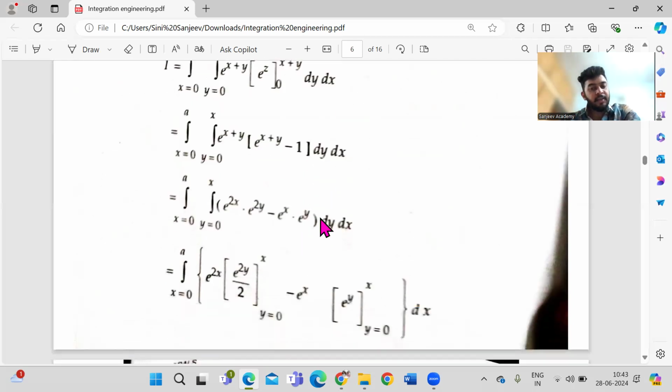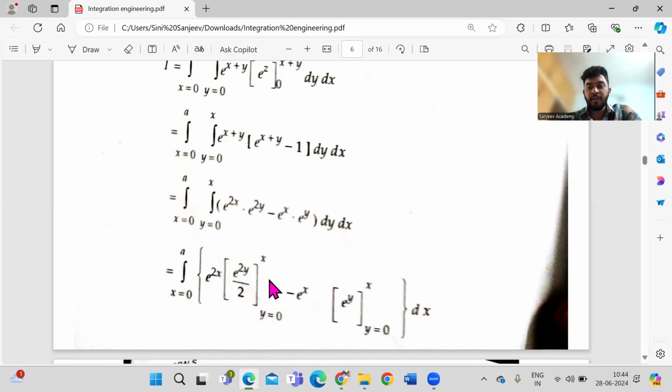Next thing is to integrate with respect to dy. So e^(2x) is a constant, and what is the integral of e^(2y)? e^(2y) by 2. What normally happens is that since we do differentiation and integration in engineering, out of sudden tension or panic, this is very important, because I've seen students do differentiation in their engineering examination. So they will do 2 e^(2y).